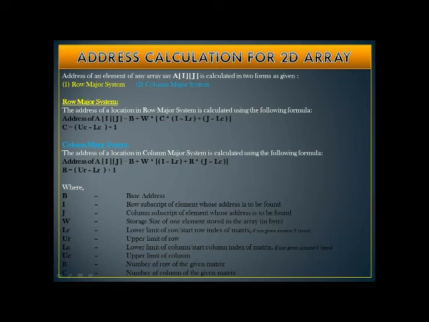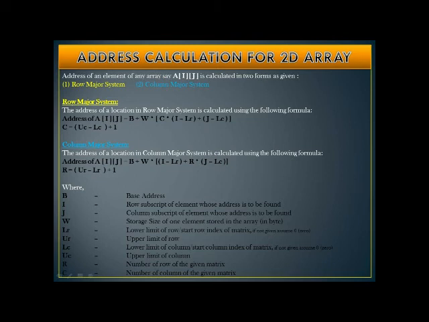Make it very simple, don't make it complicated. Number of columns means number of cells present in each row, and number of rows means number of cells present in each column. So over here we are going to deal with number of columns in row major format and number of rows in column major format. Make it simple, don't make it complicated.